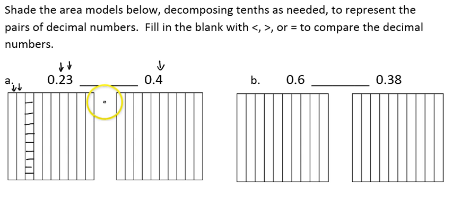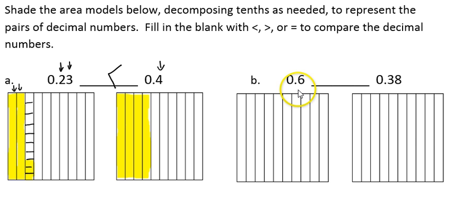And then once they are shaded in, it'll be easier to see which decimal is greater. So this is what 2 tenths and 3 hundredths looks like once it's been shaded in, comparing that to 4 tenths. And you can see that 4 tenths is much greater than 2 tenths and 3 hundredths, or 23 hundredths. So 23 hundredths is less than 4 tenths.